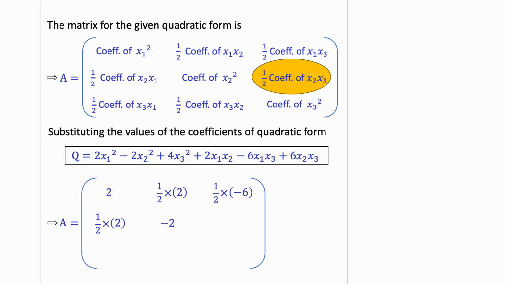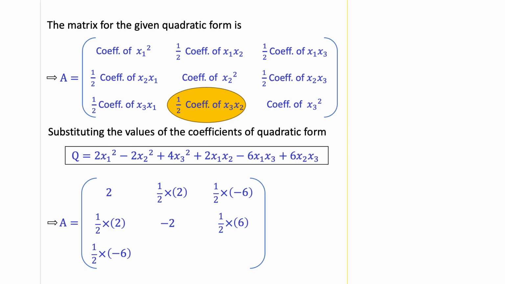Now coming to the third element, it is half into coefficient of x2, x3. Therefore, it is half into coefficient of x2, x3 is plus 6. So here enter 6. So it is half into 6. The third row, first element is half into coefficient of x3, x1. So it is half into coefficient of x3, x1 is minus 6. So here enter minus 6. So it is half into minus 6.